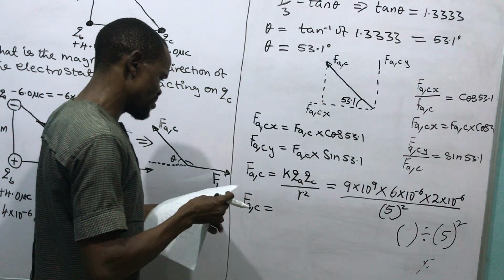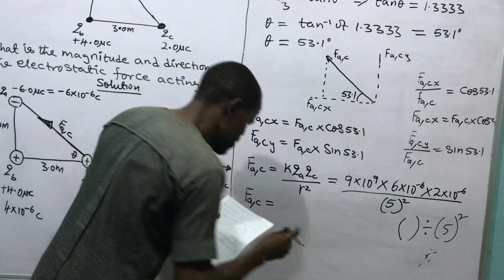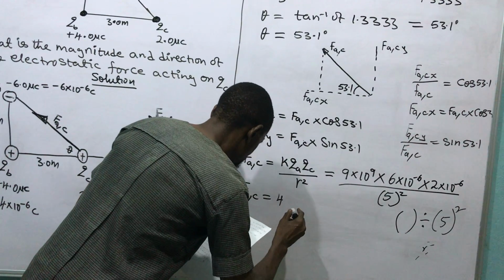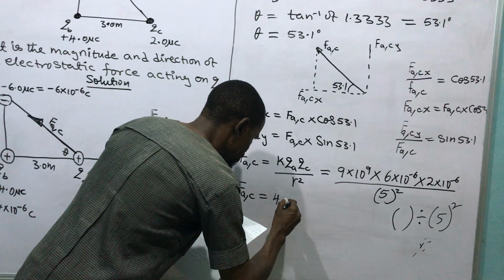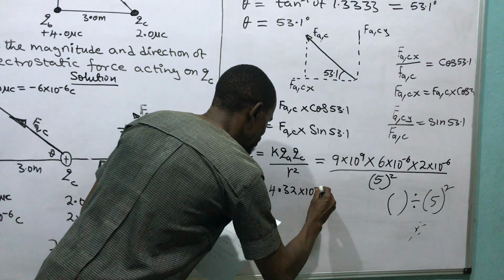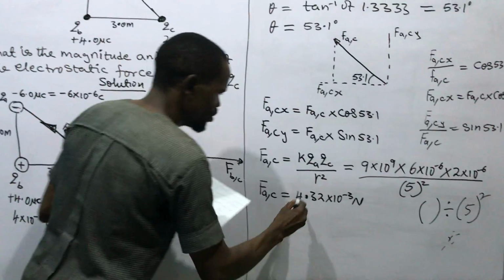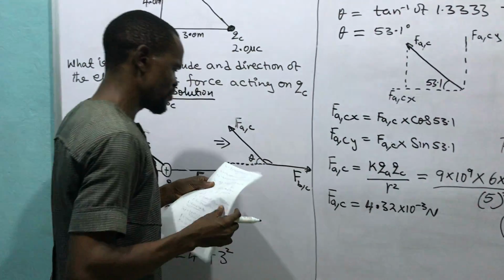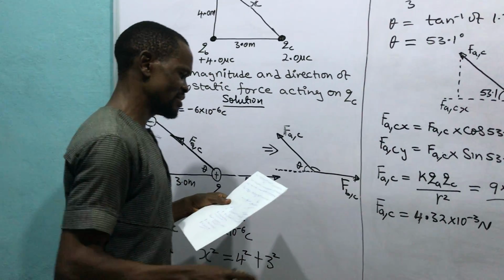FA on C, you have 4.32 times 10 raised to the power minus 3 N. That's what you're going to have there.